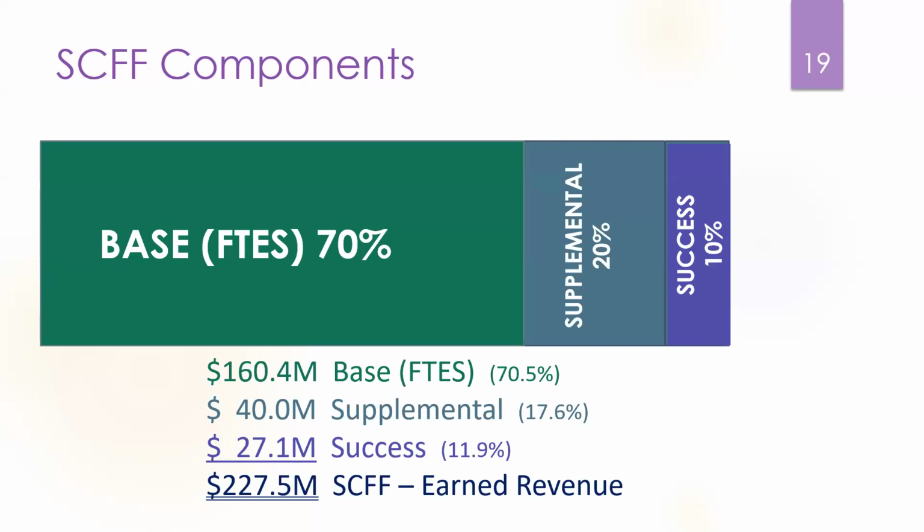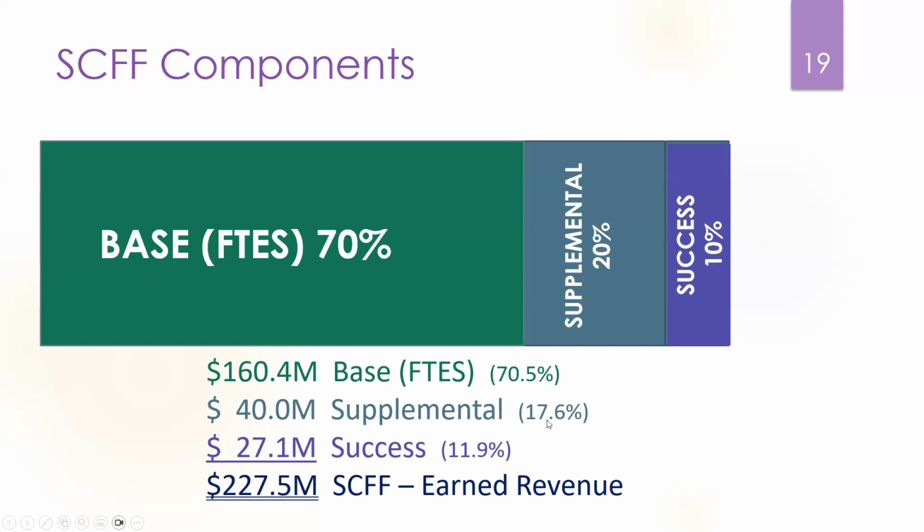So in looking at our overall calculations, we can see that our overall revenue from the student-centered funding formula, which is for 22-23, we anticipated it to be $227.5 million, that we're pretty close to what the state thinks. So this 70-20-10 split is what the state thinks we should be getting or earning, and we're kind of close. We've made good strides on FTES. We're at 70.5, and we're at a little bit over on success, which is nice.